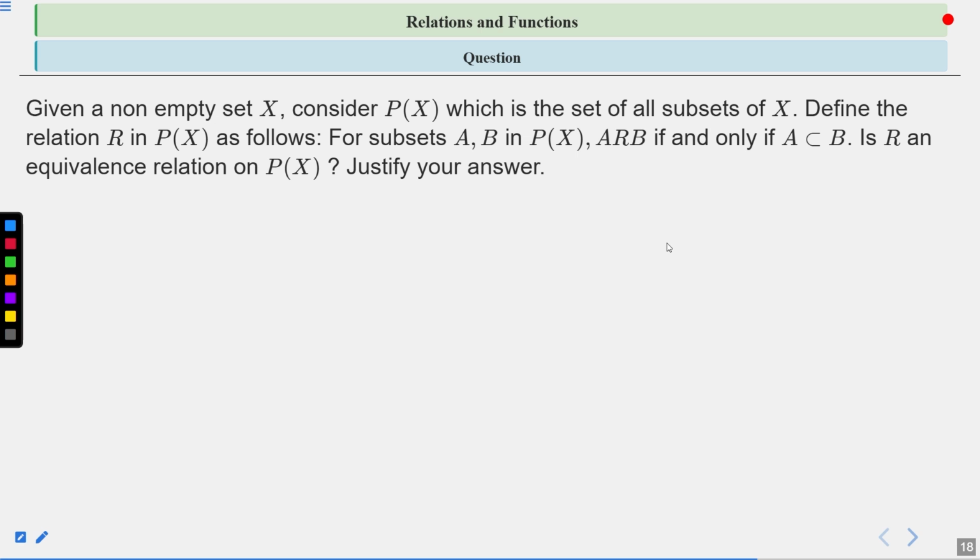So we are given a non-empty set X and we have to consider Px, which is the set of all subsets of X, right? Got it? So you have 10 seconds to solve or think about this question. After that, we will discuss the solution part.